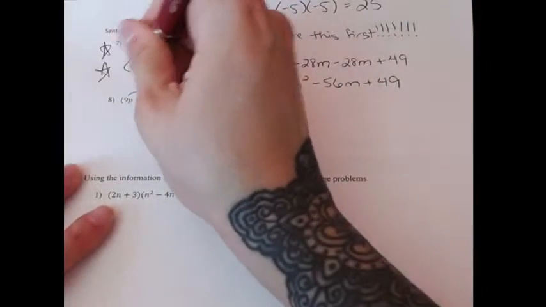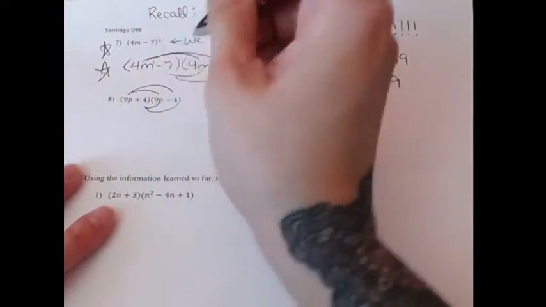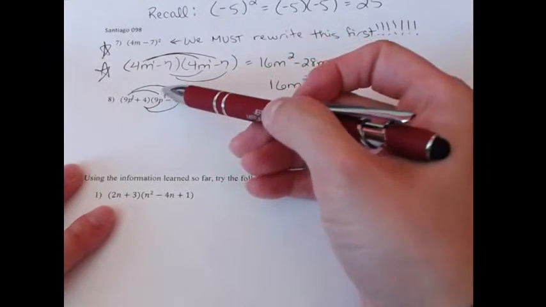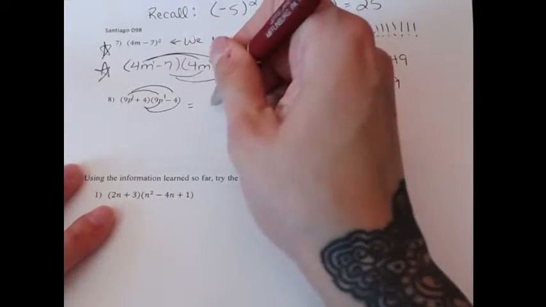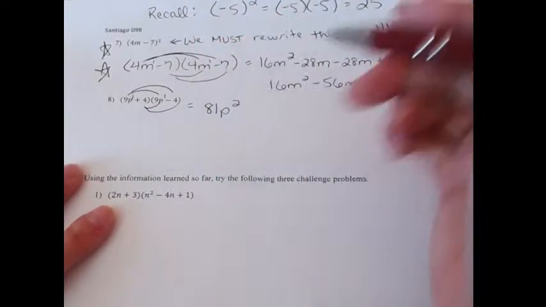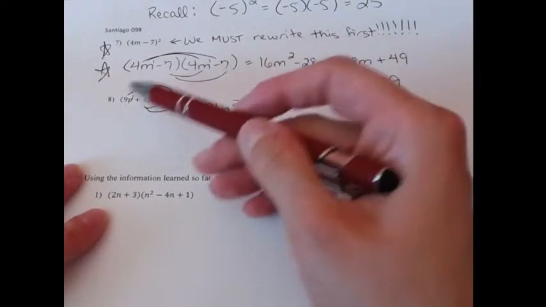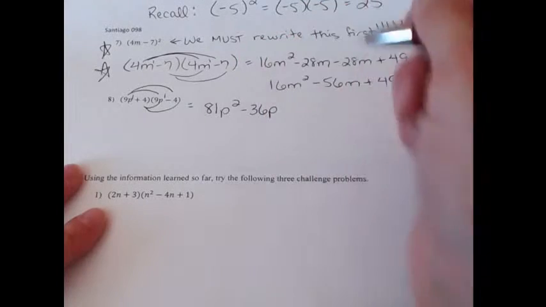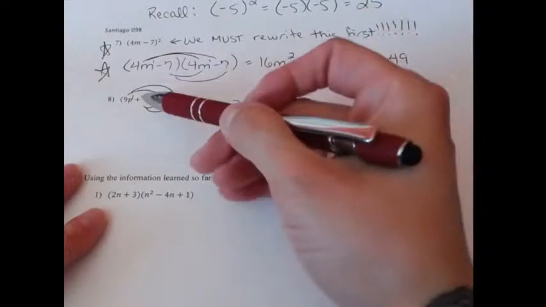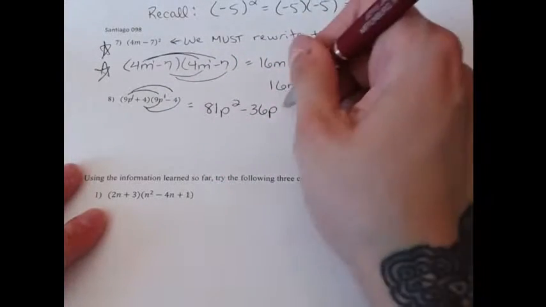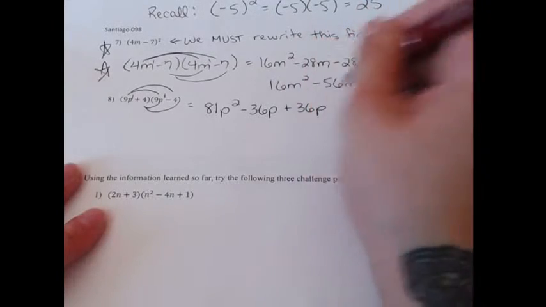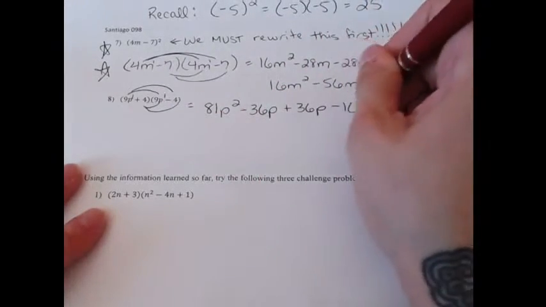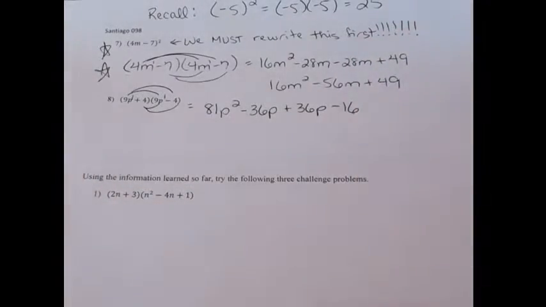So we're going to distribute just like before. Let's put in some ones here for my exponents. So 9p to the first times 9p to the first is 81p to the second power. Then I have 9p times negative 4, which is negative 36p. Then I have positive 4 times 9p, which is positive 36p. And then I have positive 4 times negative 4, which is negative 16. Thank you, Kayla, for showing the breakdown.